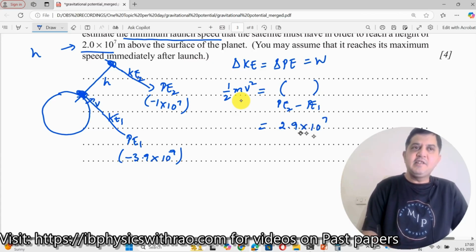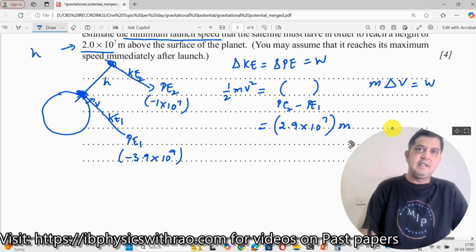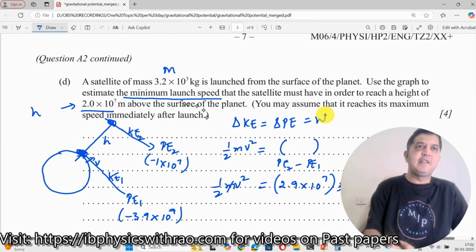Now what is this? This is not potential energy, this is only the potential. If I want potential energy, I should multiply this by the mass of the satellite, because m delta V is nothing but the work done or potential energy. So you have half mv squared equal to m into so much. This m and m cancel. I need not use the value of the mass of the satellite. I just need the value of this one.